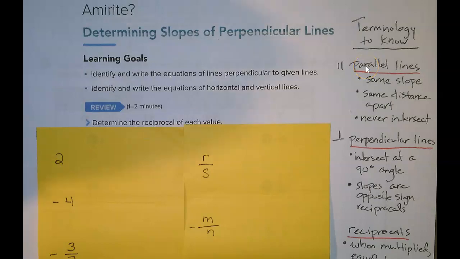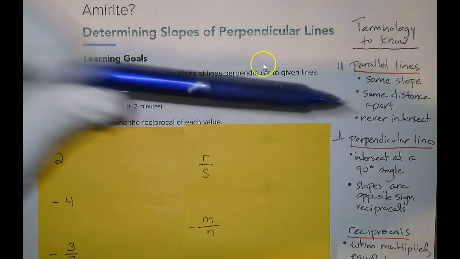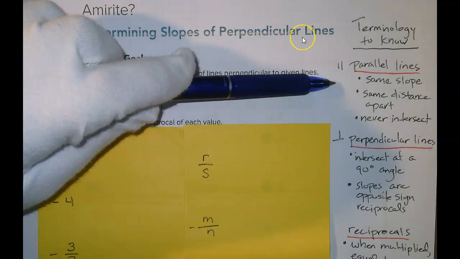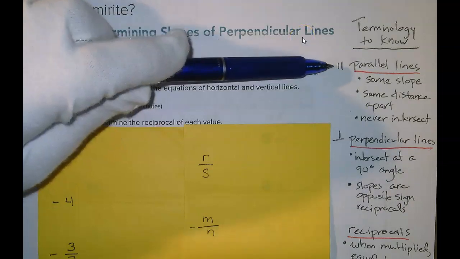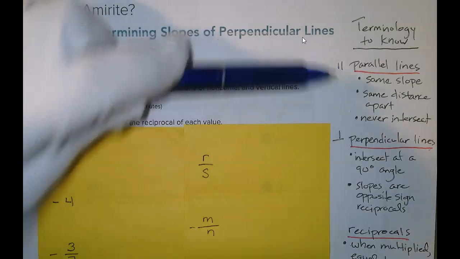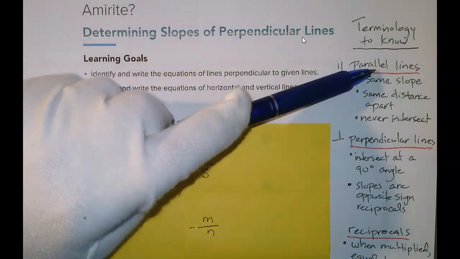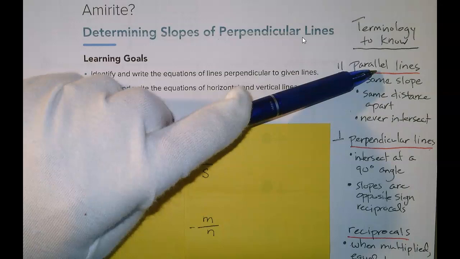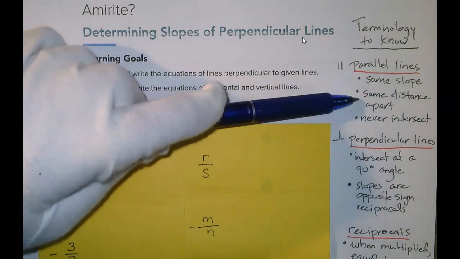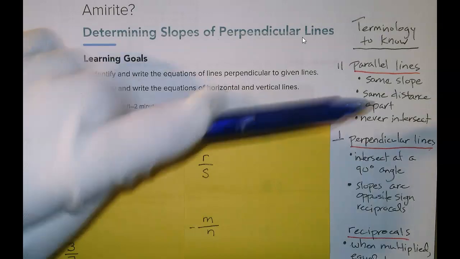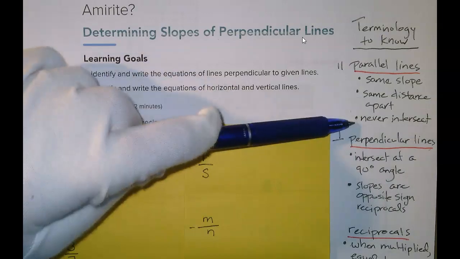In Unit 5, we worked quite a bit with parallel lines. The symbol for parallel lines is these two lines that are parallel to each other, just like the two L's in parallel are parallel to each other. And parallel lines have the same slope, they're the same distance apart forever and ever, and they never intersect.